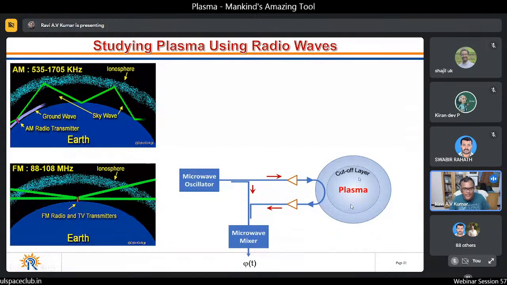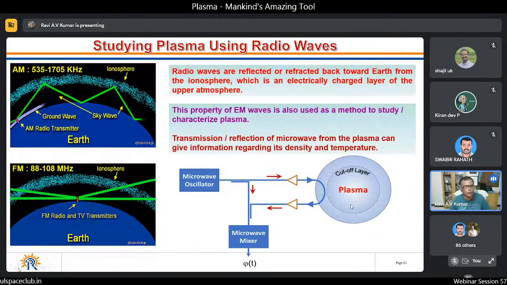And the same thing is true for plasma. If you put microwaves into plasma, depending on the density and temperature of the plasma, only part of it is reflected and part is absorbed. By knowing how much is reflected and how much is absorbed, I can exactly tell what the density of the plasma is and what the temperature of the plasma is. These are the two techniques that I wanted to talk to you about. There are various other techniques, and plasma scientists use them depending on what kind of plasma they want to study.